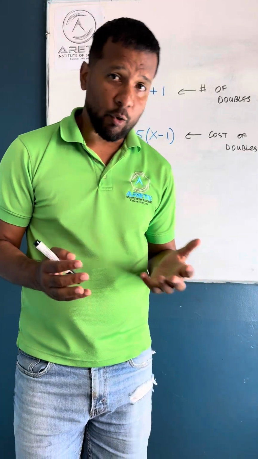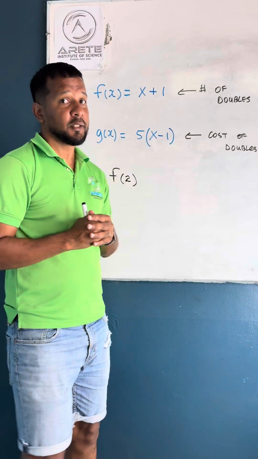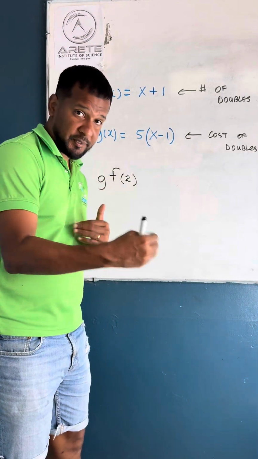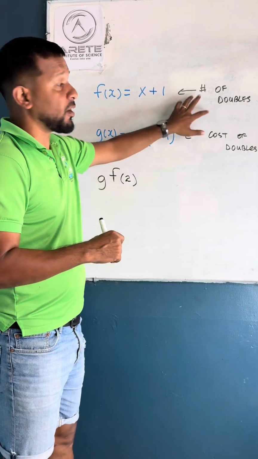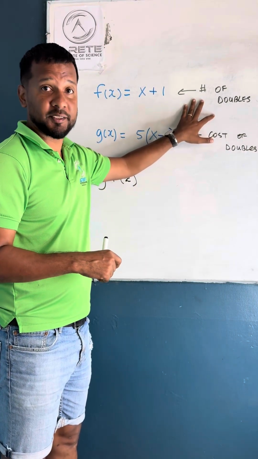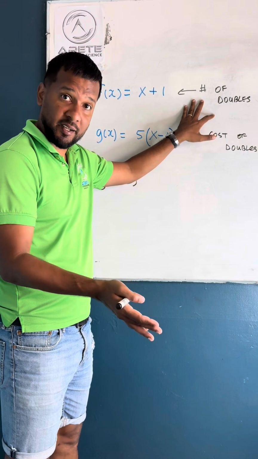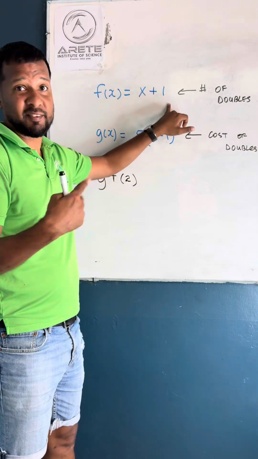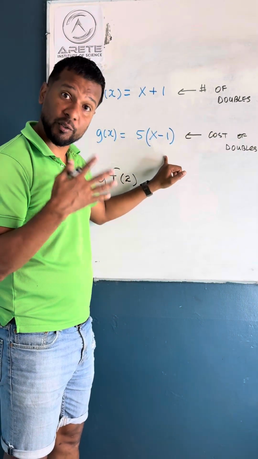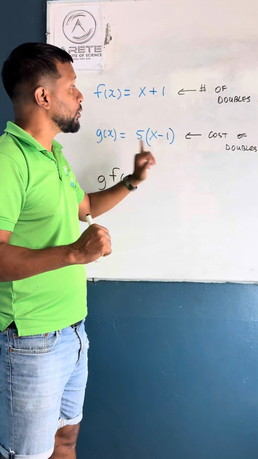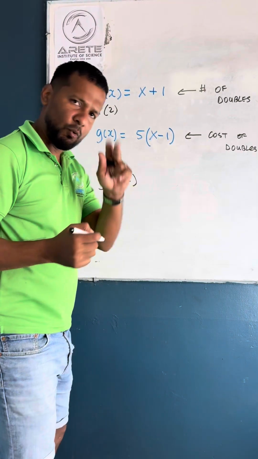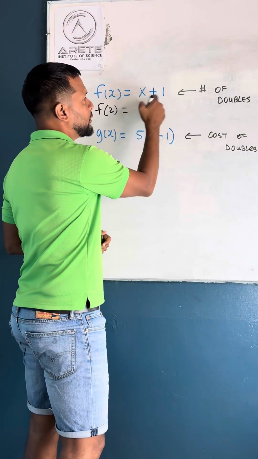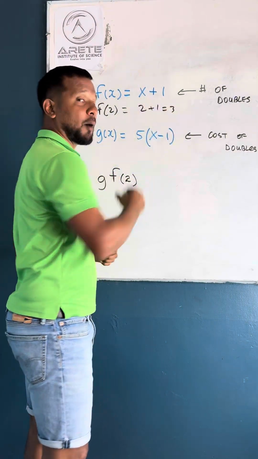Now we look at something called composite functions. Before we go into composite functions, let's look at the 2 examples of functions that we have. We have a function here that gives us the number of doubles. So we go into our favorite doubles vendor who gives us an extra doubles every time we go, and he charges us only $5 for doubles. So what would happen now if we go to the doubles guy and say we want 2 doubles? We will end up with 2 plus 1, which is 3 doubles.